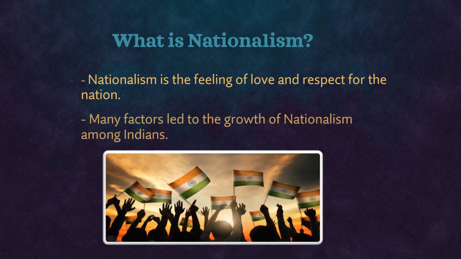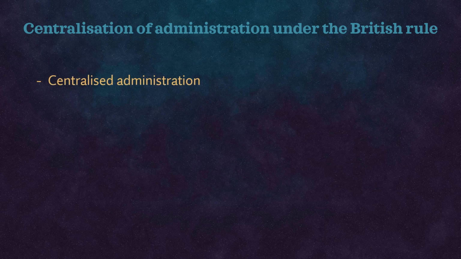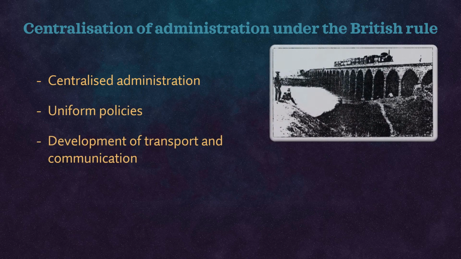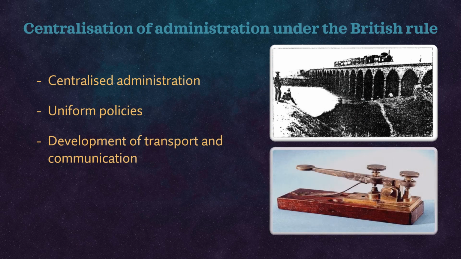There were many factors which led to the growth of nationalism in India. Let us look at these factors. Let us look at the first factor, children. Centralization of administration under the British rule. The British established a centralized administration in India and applied their policies uniformly all over the country. Moreover, the development of railways, roads, and other facilities of communication brought the Indians into more contact with one another. This instilled a national feeling among them.